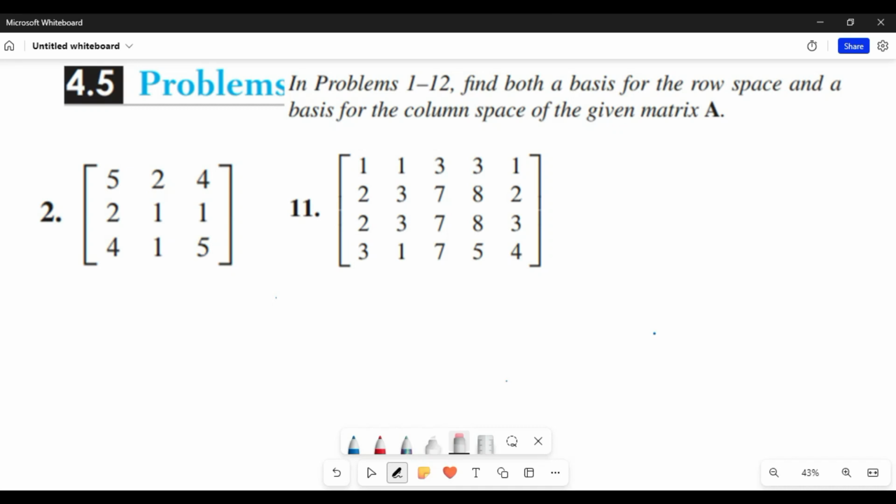Hi guys, in this video we are going to solve the problems of chapter 4.5. The title is: find both a basis for the row space and a basis for the column space.